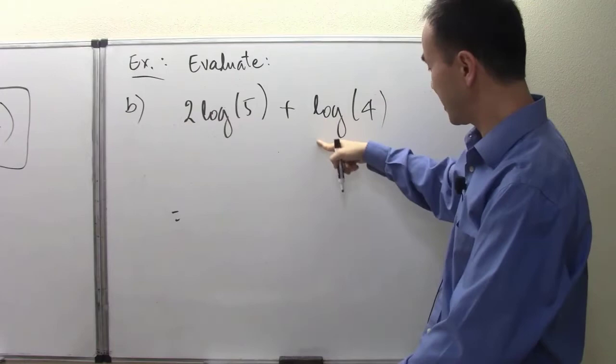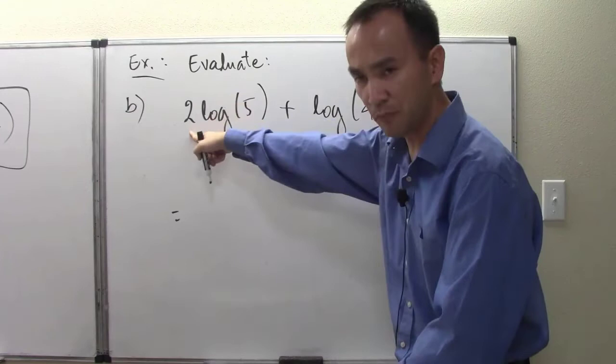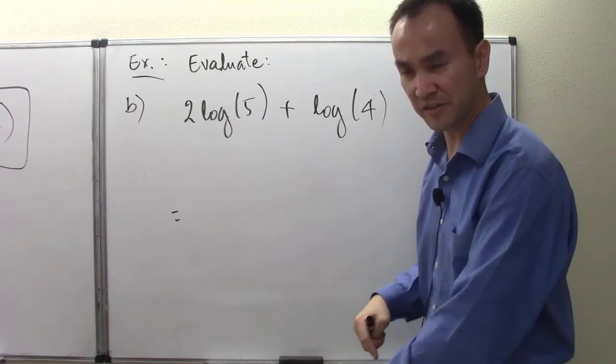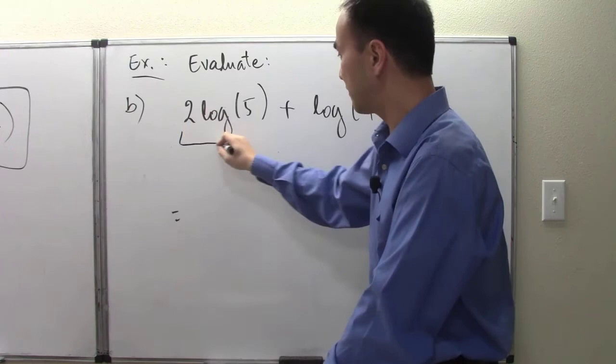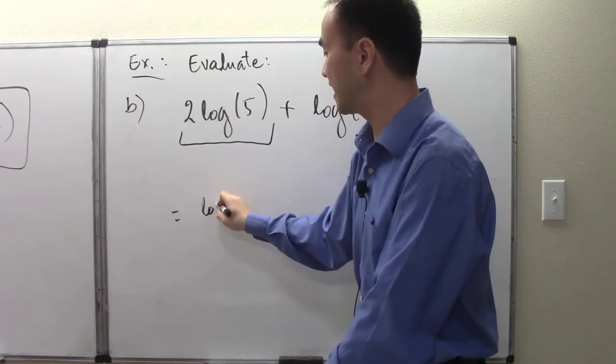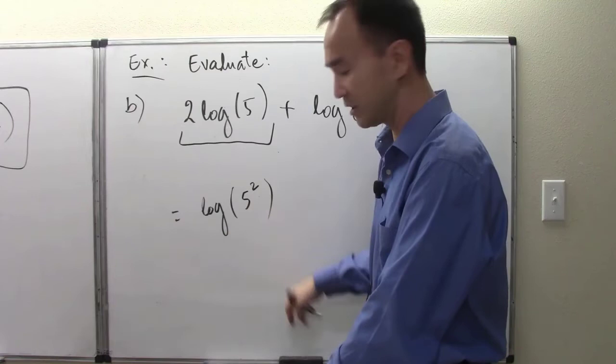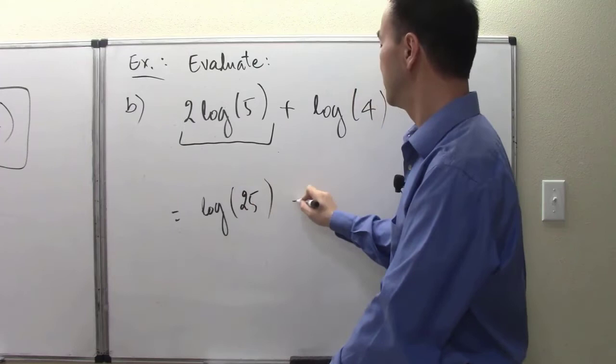Log base 10 of 5, log base 10 of 4, and then log base 10 of 5 multiplied by 2 before we add log base 10 of 4. Order of operations. But now here's how I can see this. Immediately, from left to right, that term has a coefficient 2. So I can apply our rule and turn that into log base 10 of 5 squared, which, for anyone, is fast enough to see is 25, plus log base 10 of 4.